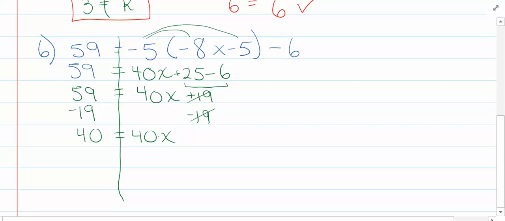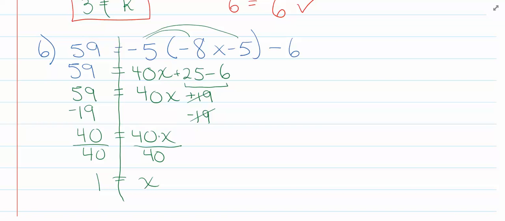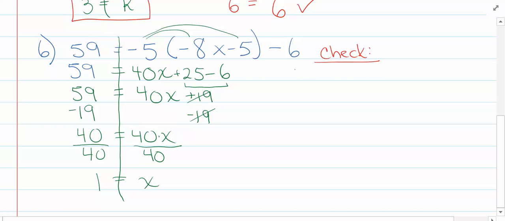Now I need to get rid of the 40. It's being multiplied next to the x, or 40 times x. The inverse of multiplication is to divide both sides by 40. Therefore, x is going to equal 1. Let's do a quick check. Make sure that my work is correct. So 59, does that truly equal negative 5 times negative 8 times 1 minus 5, and then don't forget the minus 6 at the end.